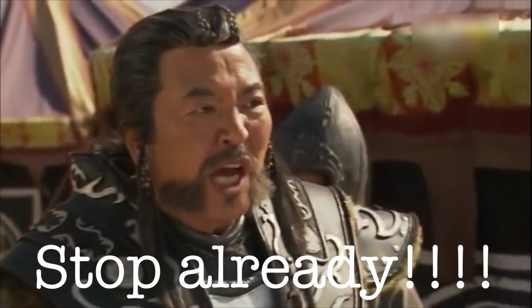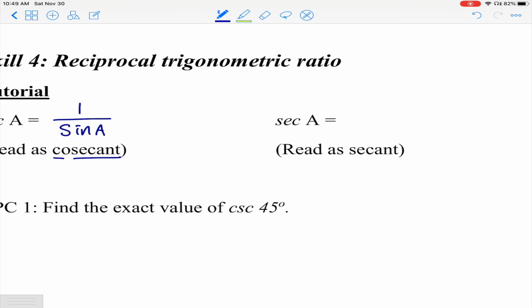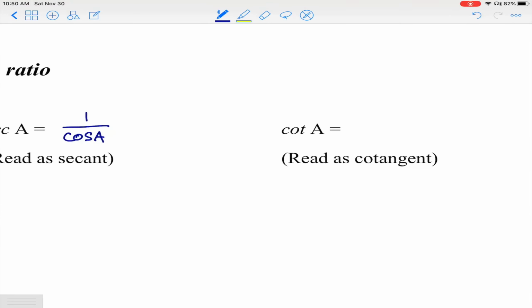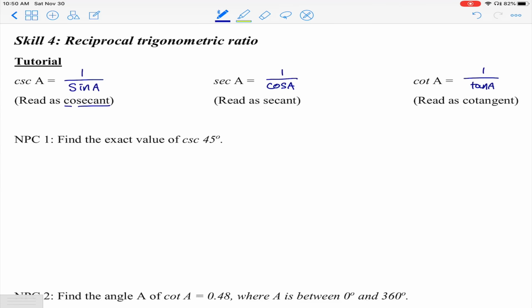So CSCA read as cosecant. So cosecant is 1 over sine A. Then the secant, which is SCCA, as you probably kind of already think about it, is 1 over cosine A. The last one is called cotangent A. So it is then 1 over tangent A. Then it's very simple and easy. You need to remember these, by the way.